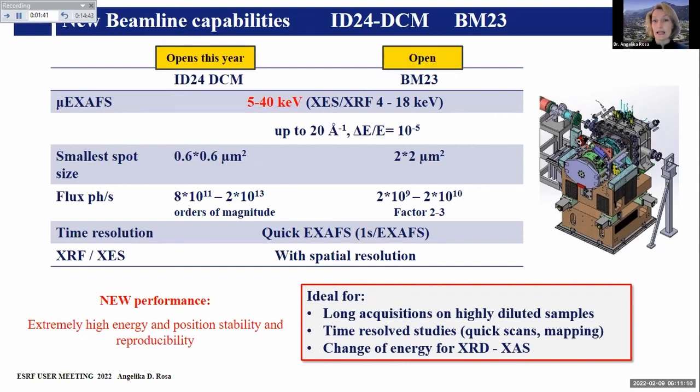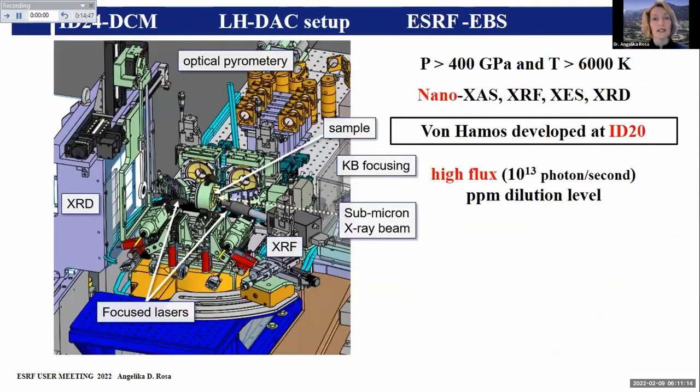ID24 will open this year, and BM23 has been open since last year. At ID24, we are now in the last stages to finalize the laser heated diamond anvil cell setup that will allow us to reach extreme conditions beyond the Earth's lower mantle, that will actually combine different X-ray probe techniques: absorption, fluorescence, and emission spectroscopy, as well as complementary diffraction. There was a huge investment to make a large open space to add here a von Hamos spectrometer that was developed at ID20. We also really worked on the complementarity of the setup to ID27 in order to allow users to acquire data on both beamlines that can be compared and therefore allow for very robust results.